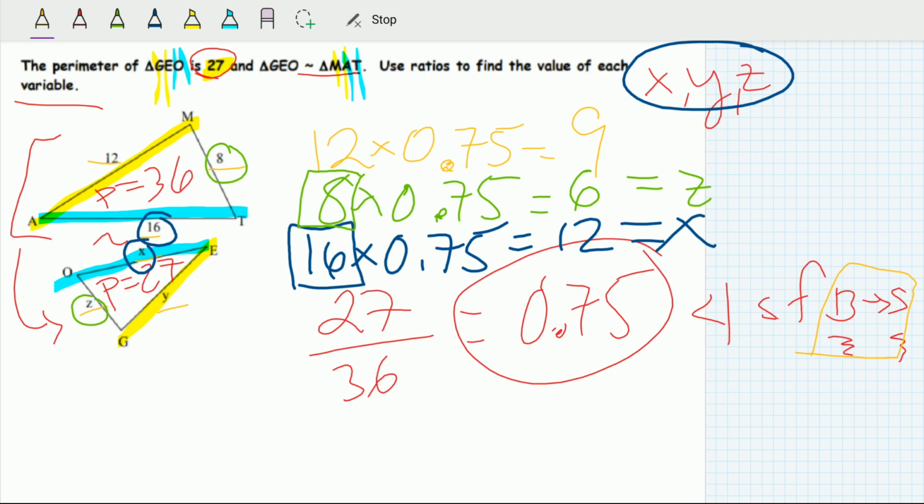And then finally, the last one is a number we started with, 12. So 12 was MA, and we know that one's going to match up with GE. So that one is equal to Y. So there you go. This one started off looking like a hard problem, but it really wasn't as soon as you understood what you were supposed to figure out, which was the scale factor.